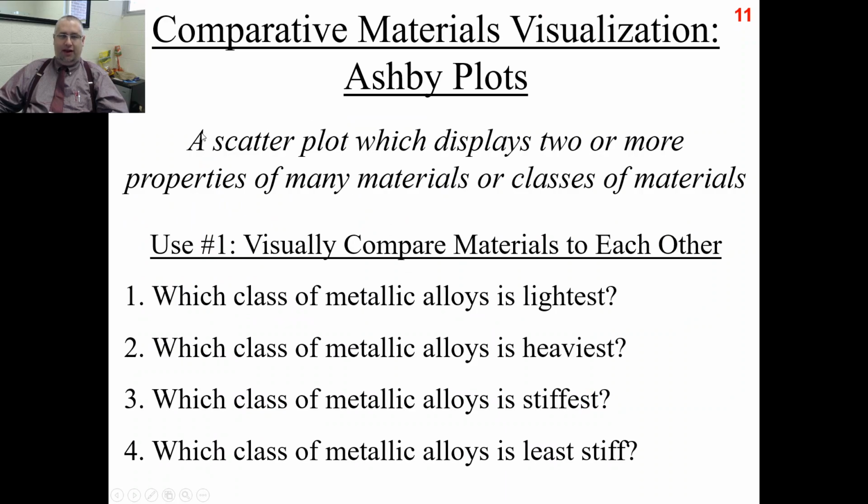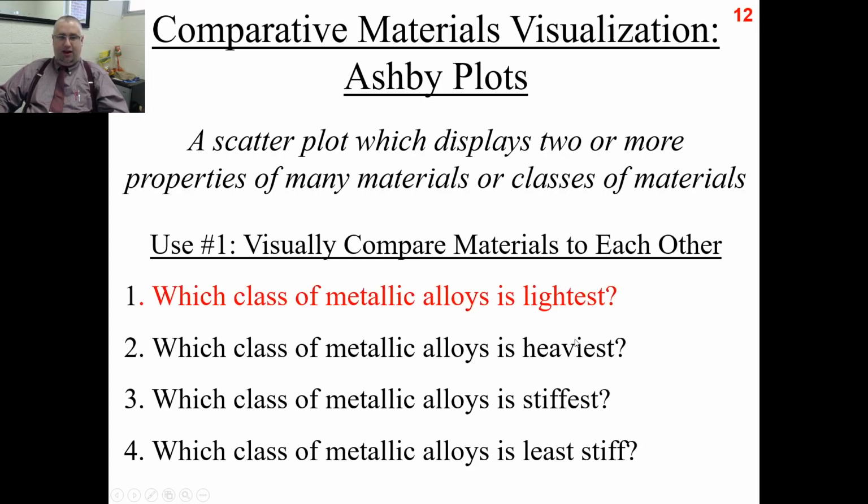Remember that an Ashby plot is just a scatter plot which displays two or more properties of many materials or classes of materials. For this first use of the tool, we're looking for its power to visually compare materials to each other. Here are a couple of questions. In the class of metallic alloys, which is the lightest, which is the heaviest, which is the stiffest, and ultimately which is the least stiff?